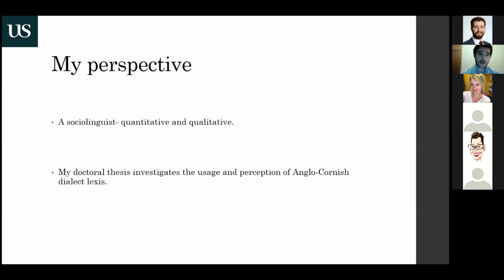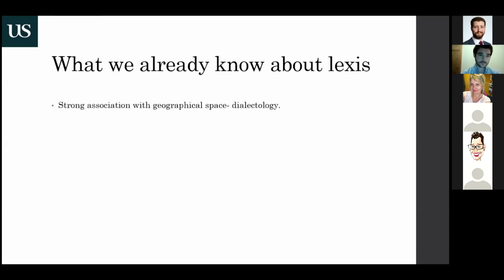Specifically, I look at lexical variation in Cornwall. So this is the Anglo-Cornish dialect. This is distinct from the Cornish language, which is Celtic. That's not my research. I look at the variety of English spoken in Cornwall, which is the Anglo-Cornish dialect. Okay, so I thought I'd start this presentation by talking about what we already know about lexis.